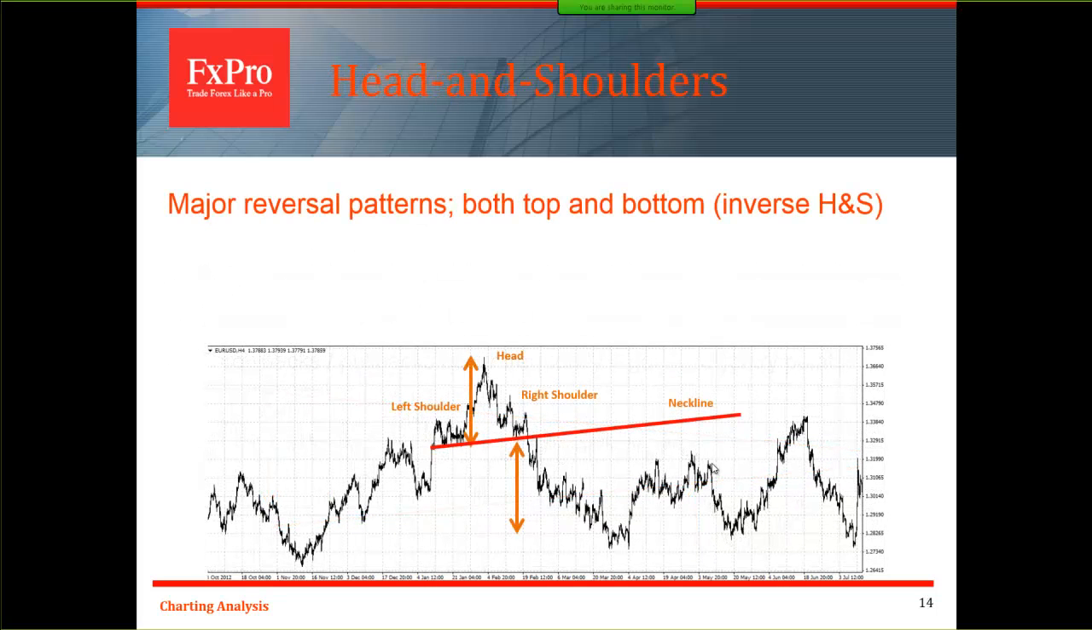Now another major pattern, this time a reversal pattern, are head and shoulders, both top and bottom. Bottom head and shoulders are called inverse head and shoulders, and the reason why they're called head and shoulders is because they're made up of a head and two shoulders, one shoulder over here, another one here. Now this particular example I have here is a bit of a complex head and shoulders because you have two left shoulders, 1, 2, and two right shoulders over here, and your head.